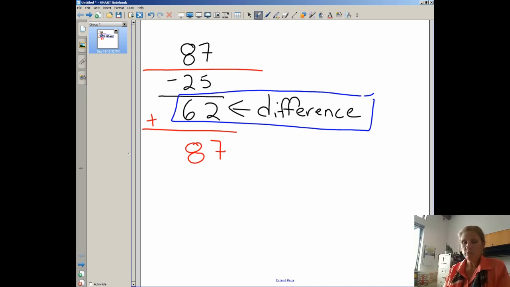Okay, the next problem you have does require some borrowing. So something like 347 minus 97.